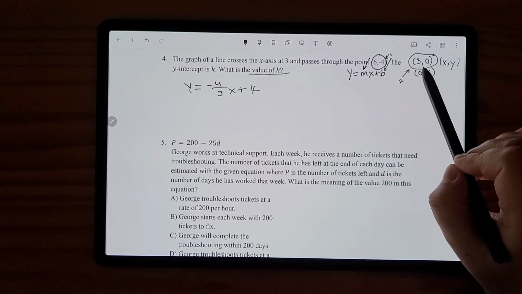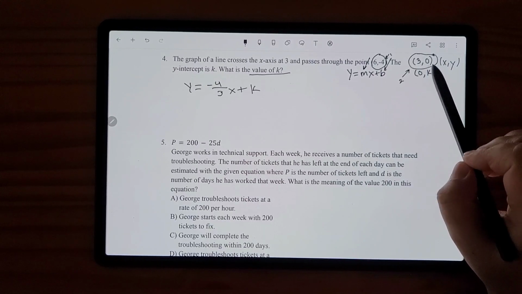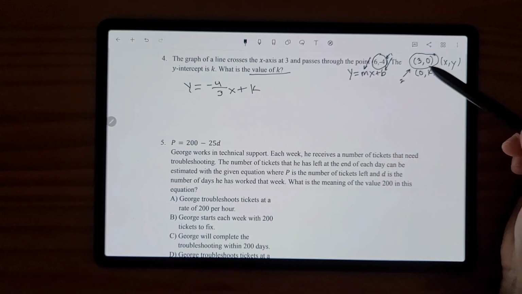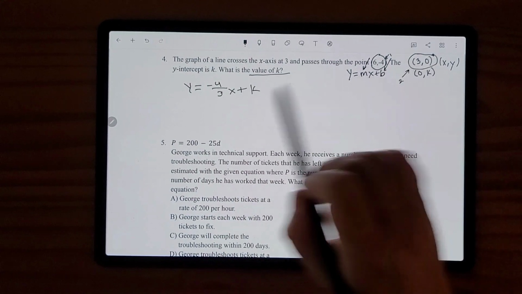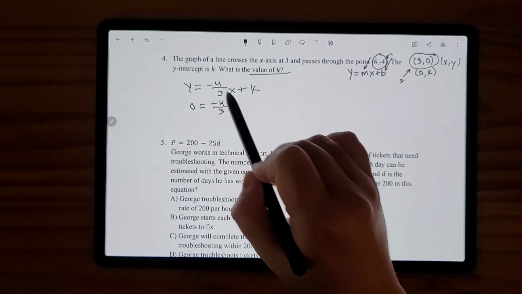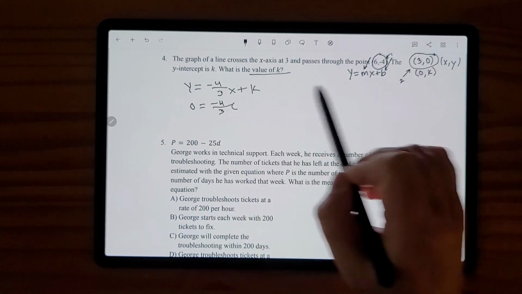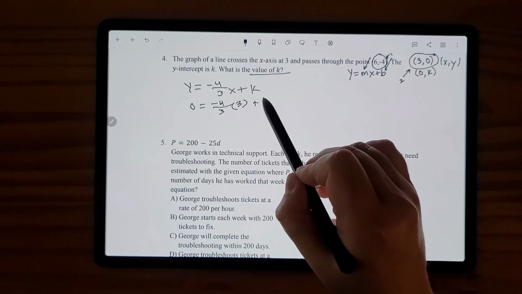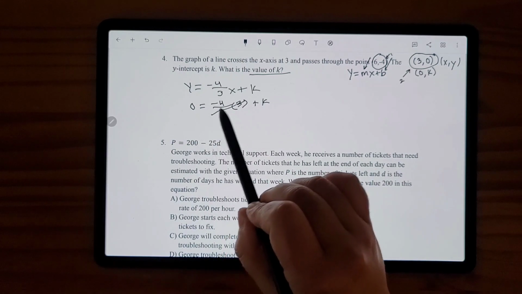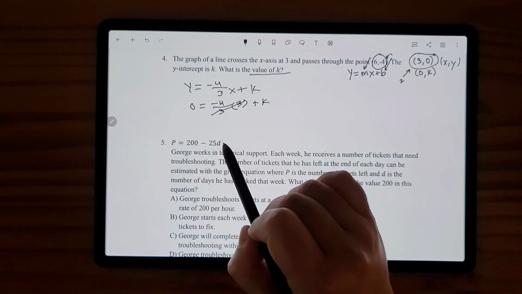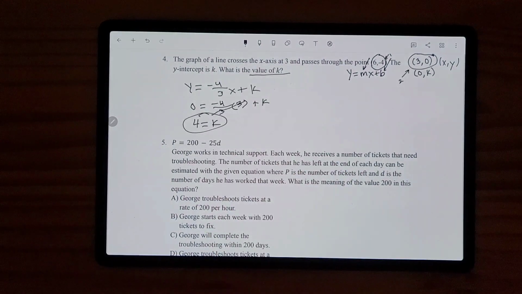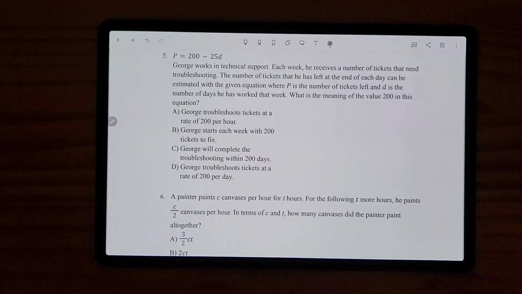Now, I'm going to use this point 3, 0 as 3 as my x and 0 as my y. You could use the other point as well. I'm just going for this one because it seems easier. So I'm going to plug in 0 for my y. I'm going to say, okay, -4/3 is my slope times whatever the x value is there, which would be 3, plus k. Now I see, oh, these cancel out, so then I have 0 is equal to -4 plus k, and I just add 4 to each side, and I get k is equal to 4 as my answer. So now let's go to number 5.